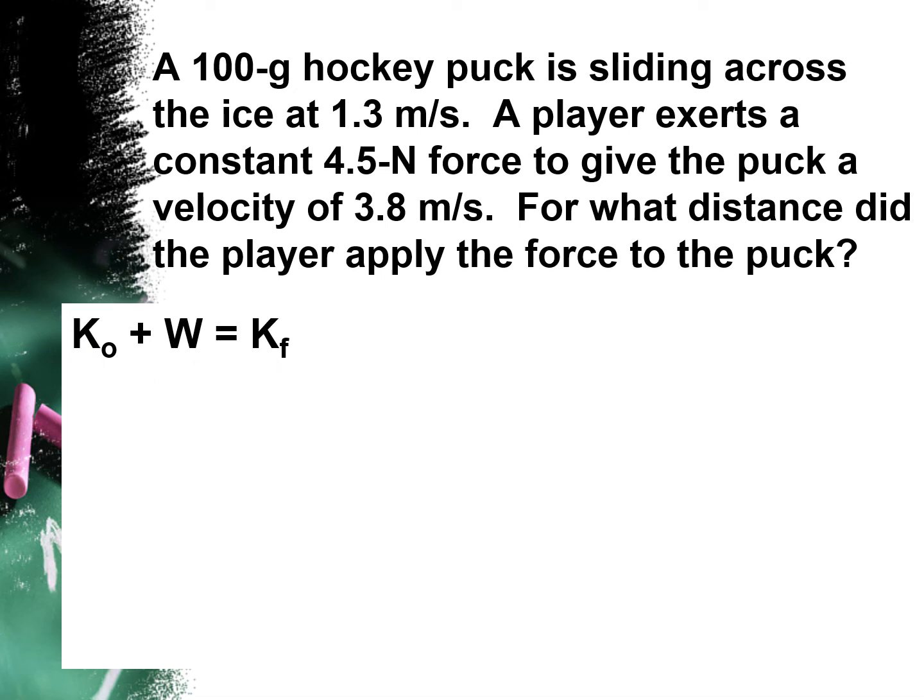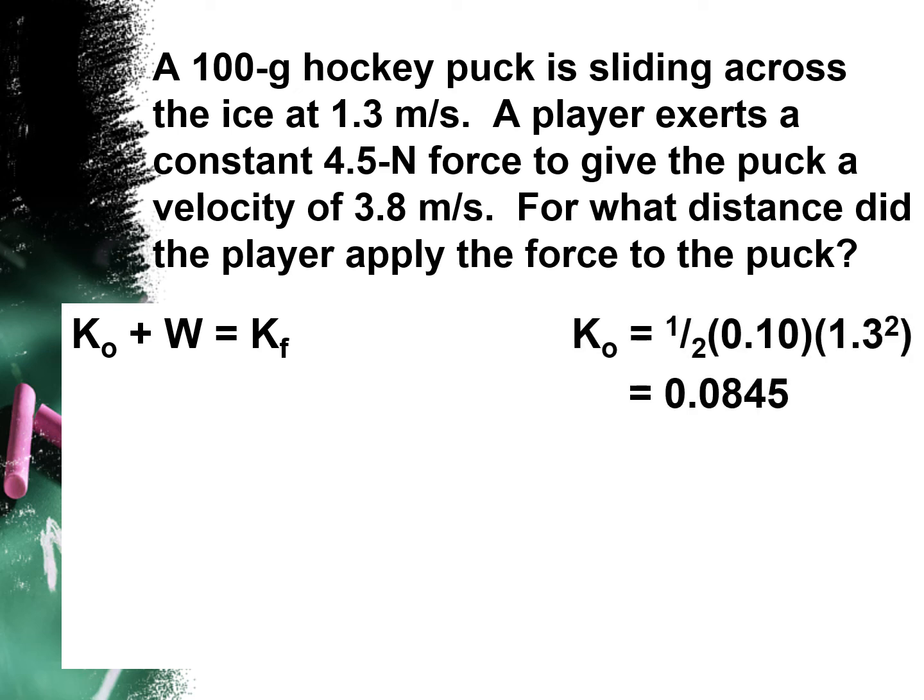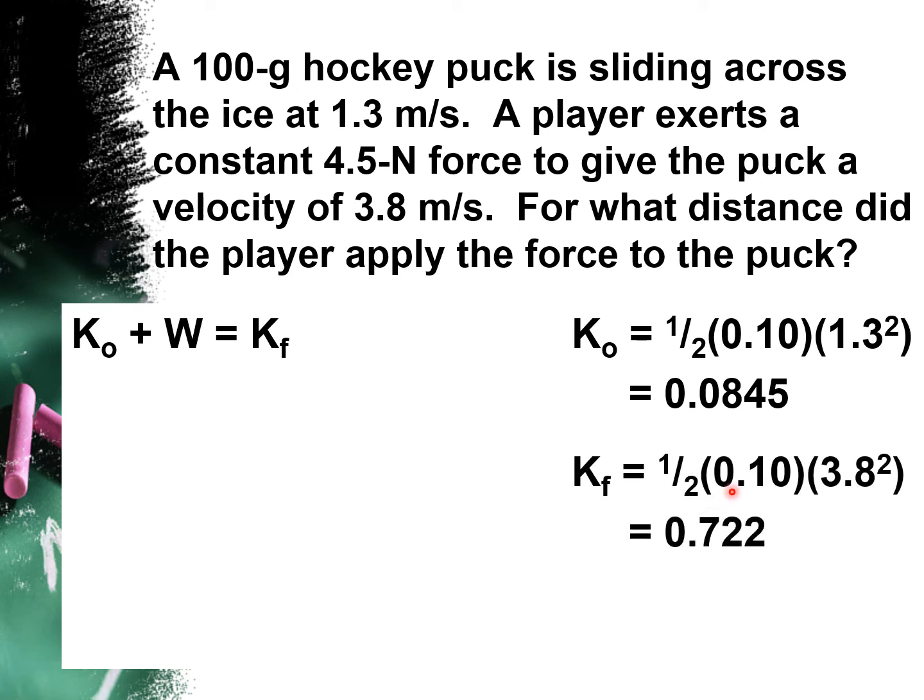Now, the initial kinetic energy is equal to 1/2 times mass times the initial velocity squared, but keep in mind the mass is given in grams, so we have to convert that to kilograms. To convert that to kilograms, we divide by 1,000. So that gives us 1/2 of 0.1 times 1.3 squared, and when we plug that in, we get 0.0845 for our initial kinetic energy. The final kinetic energy is going to be equal to 1/2 times the mass times the final velocity squared, which is 3.8 squared. That gives me 0.722. And then our work is going to be equal to the force times displacement.